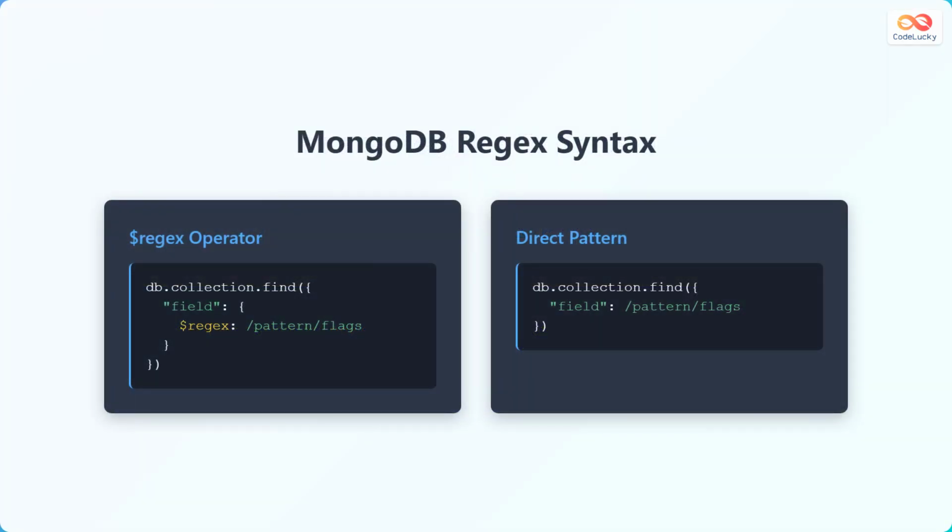MongoDB offers two primary ways to use regular expressions in your queries. The first method is using the $regex operator. You specify the field you want to search, then use the $regex operator followed by the pattern and any flags you want to apply. The second method is direct pattern matching. You can directly provide the regular expression pattern with flags as the value for the field you're querying.